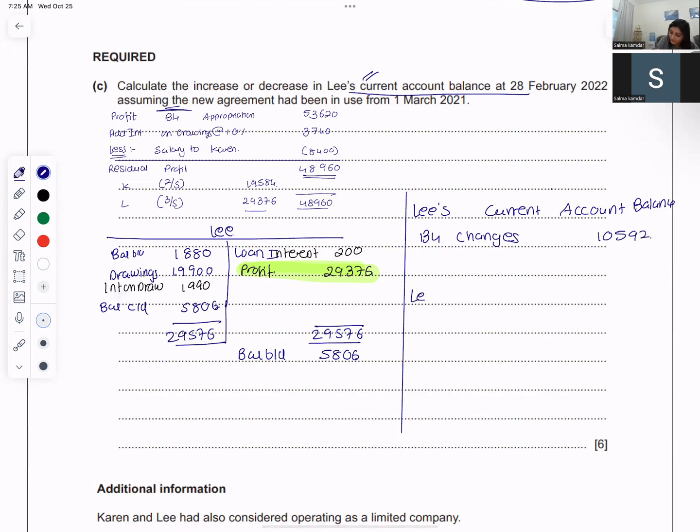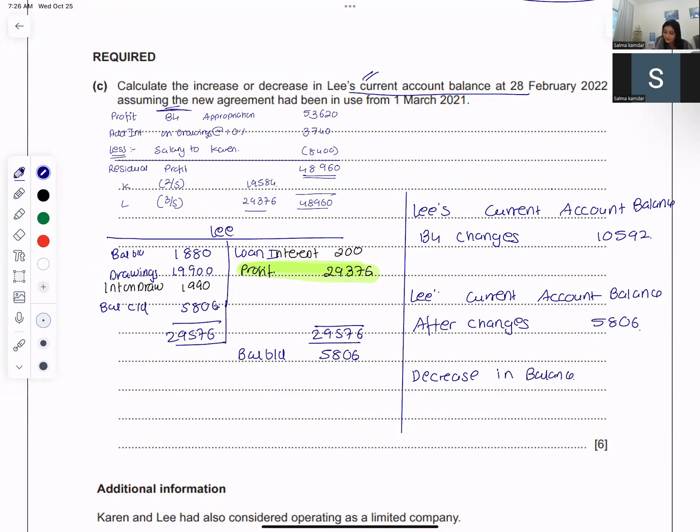10,592. And what is Lee's current account balance after changes? So Lee's current account balance after changes is 5,806. That means there is a decrease in Lee's current account balance by how much?